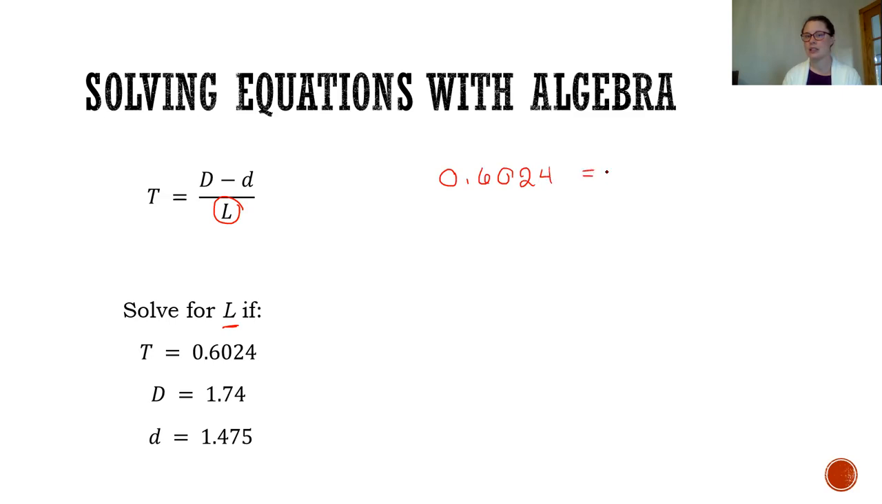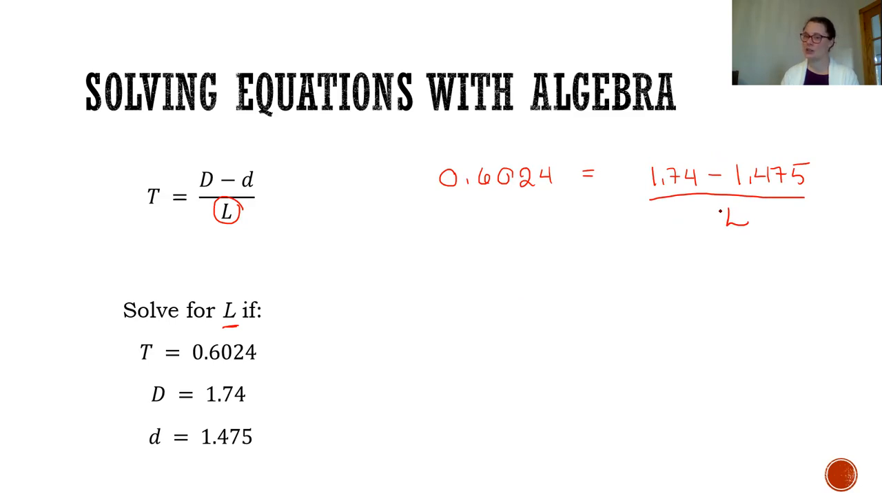0.6024 is equal to, big D is 1.74, minus little d, 1.475. You'll notice the decimal places are all over the place in this scenario. Whoever was measuring here did not use consistent precision, which probably isn't a good thing. But that's what happens sometimes when you make up numbers. So now that we have that, we'll divide by L. So we want to figure out what L is.